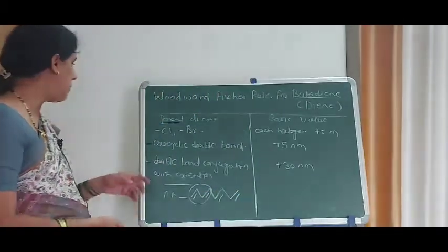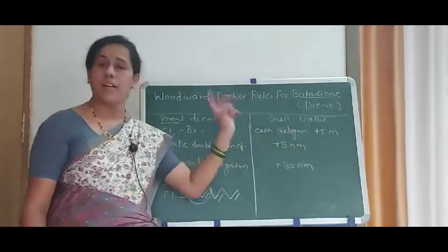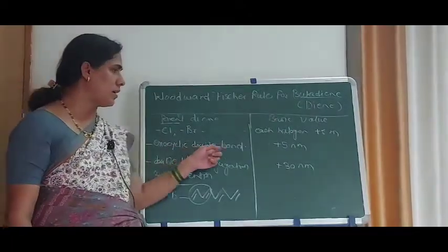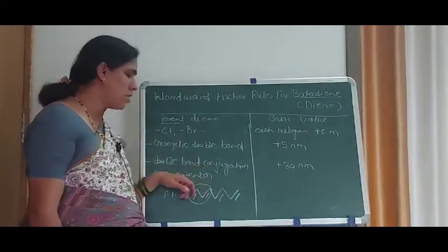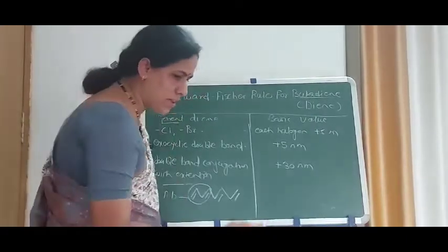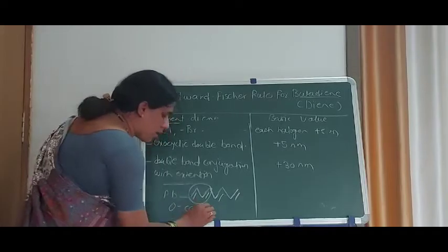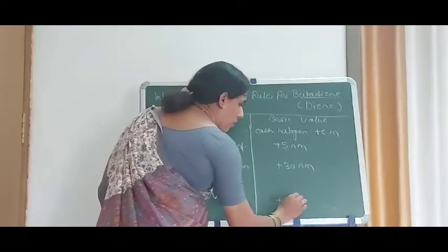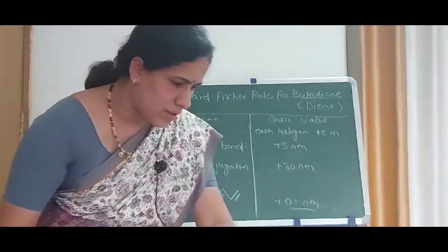Okay. Again, I will repeat it. For Cl and Br halogens, for each halogen you have to add 5 nanometer. For an exocyclic double bond, add 5 nanometer. For double bond extension conjugation, add 30 nanometer. Okay. For an acyl or carbonyl group, you have to add 0 nanometer. Okay.